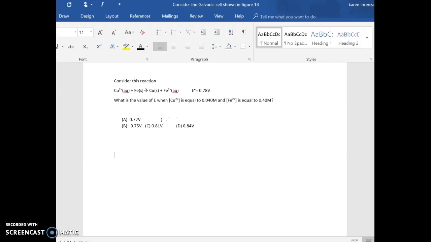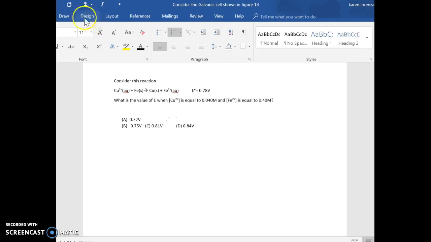Then it asks, what is the value of the non-standard EMF when the concentration of the copper ion is equal to 0.040 moles and the concentration of the iron ion is equal to 0.40 moles? And then it gives us the following answer choices.